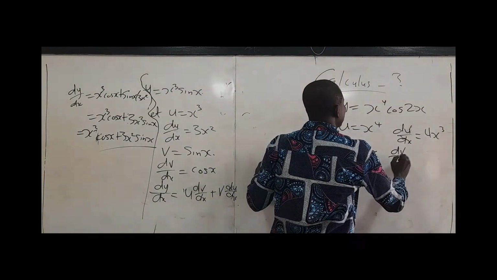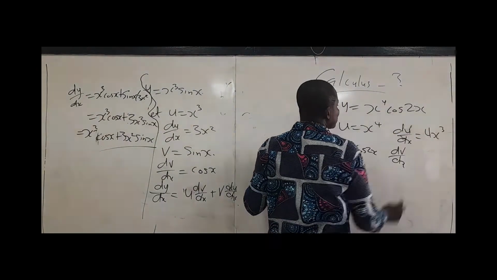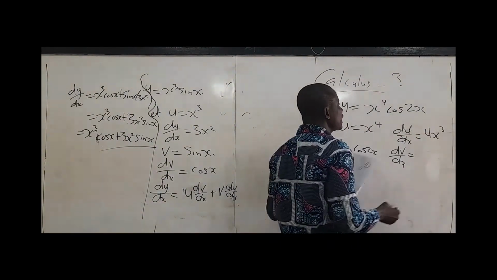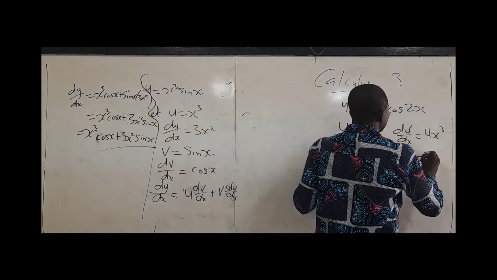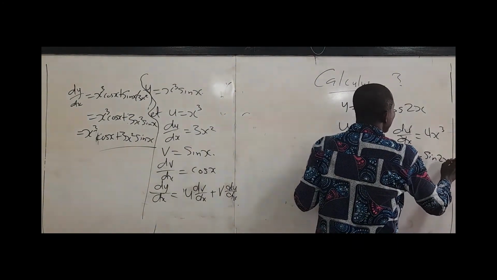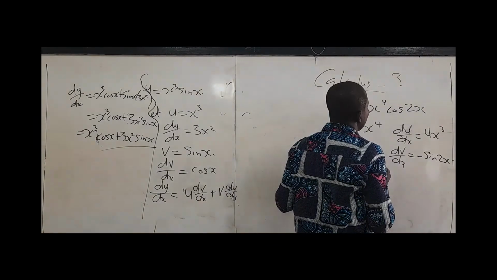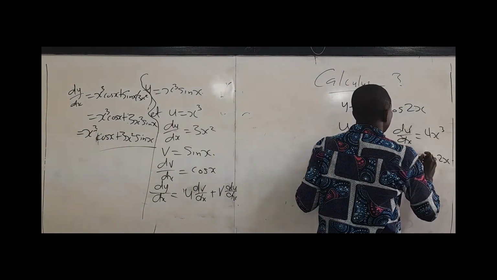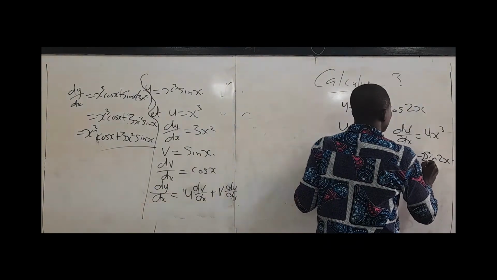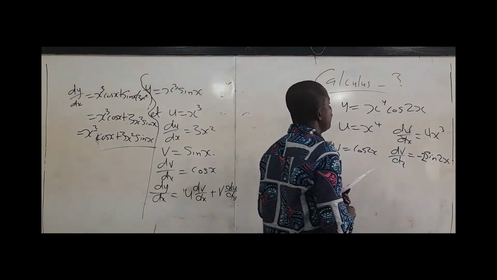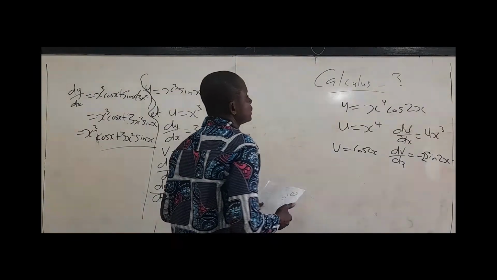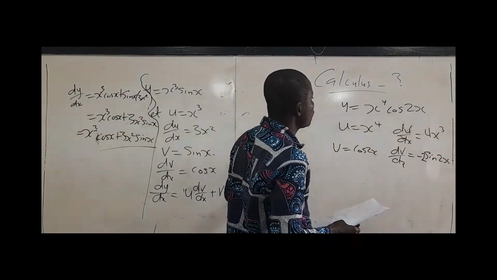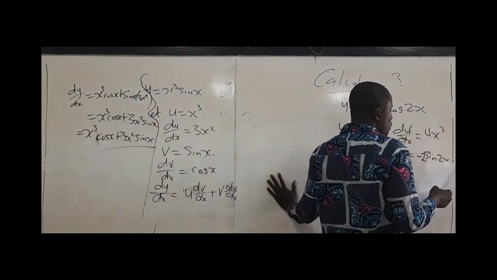So dv/dx, the second function, is equal to, if you differentiate cos, you get negative sine 2x. No, here there will be 2 here. It will be 2, negative sine 2x. Exactly. When you differentiate it, what are we going to have?